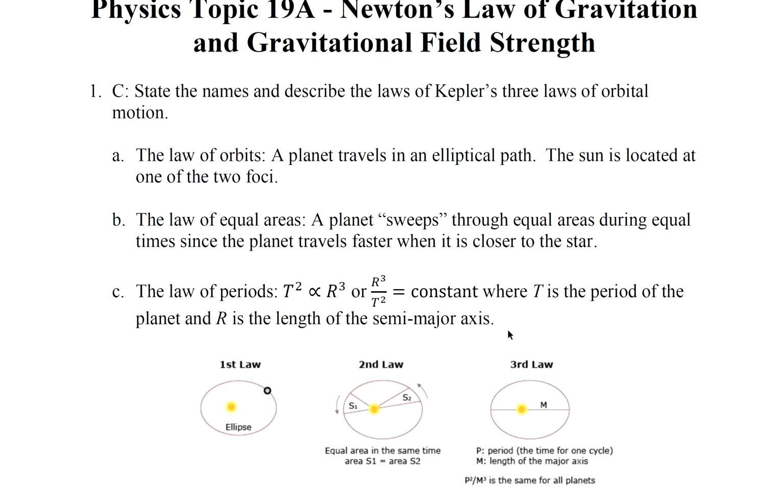And finally, the law of periods. Period squared is proportional to radius cubed, where T is the period of the planet and r is the length of the semi-major axis. So think of it this way. Look at this image on the bottom left.